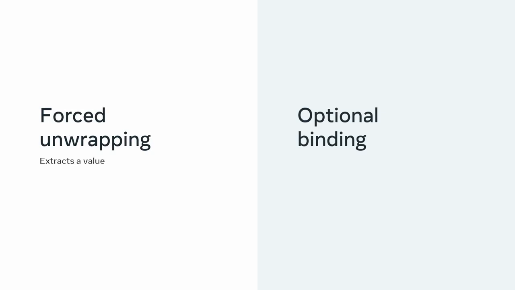Now, the next two concepts you will become more familiar with as you progress through this lesson are called forced unwrapping and optional binding. Forced unwrapping allows you to extract a value from an optional, while optional binding describes the process of determining if the optional contains a value, making it safe to use as a temporary constant or variable.